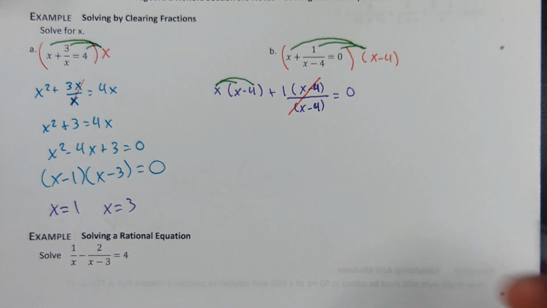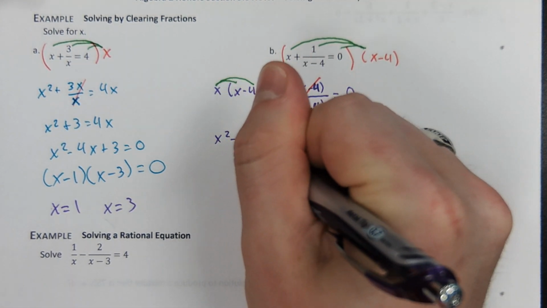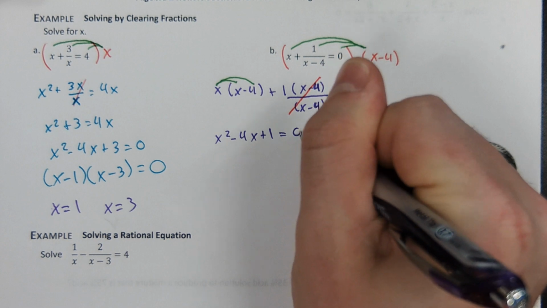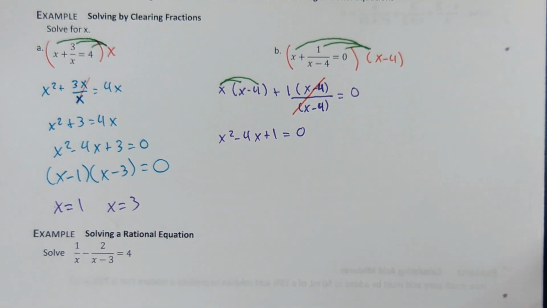Distribute, and what we get is x squared minus 4x plus 1 equals 0. And unfortunately, there are no two numbers that multiply to 1 that add to negative 4. So what are we going to have to do to solve for x? Quadratic formula.